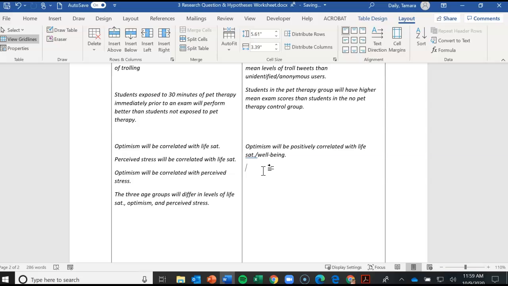So I can go ahead based on Gupta and make a specific prediction that optimism will be negatively correlated with perceived stress. Now, what about perceived stress and life satisfaction?